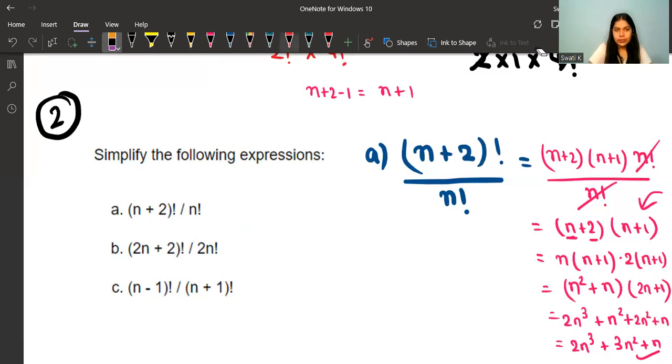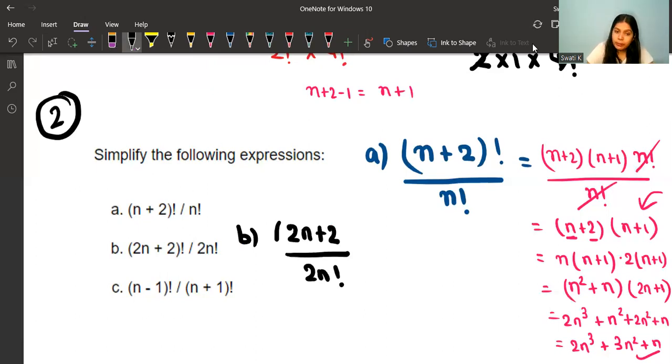Okay, so yeah, let's do question number B now. In B, we have (2n+2) factorial over (2n) factorial, right? So I'll write down the question first. If I simplify (2n+2) factorial, it becomes (2n+2), then minus 1, so (2n+1), and then again minus 1, so 2n. Then I will not simplify it further. I'll stop here, and that is actually (2n) factorial.